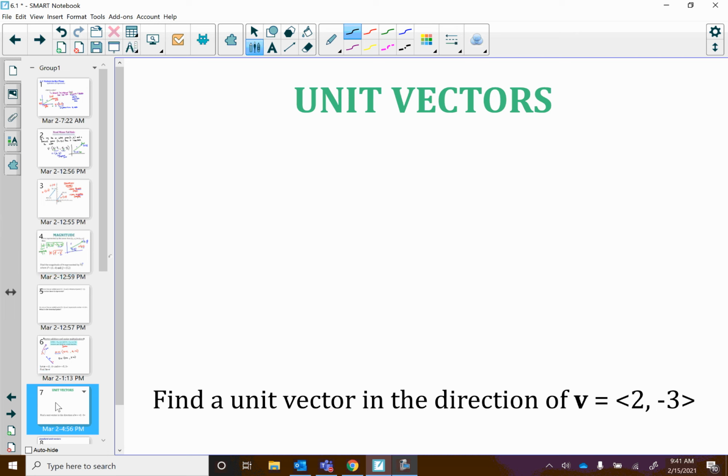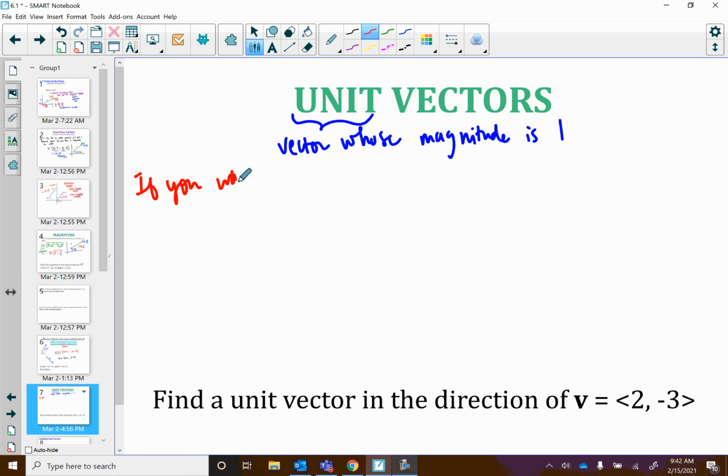Another thing we are going to introduce right now is unit vectors. A unit vector is a vector whose magnitude is 1. Basically, the length of this vector is 1. And if you want to create a unit vector in the direction of any vector.